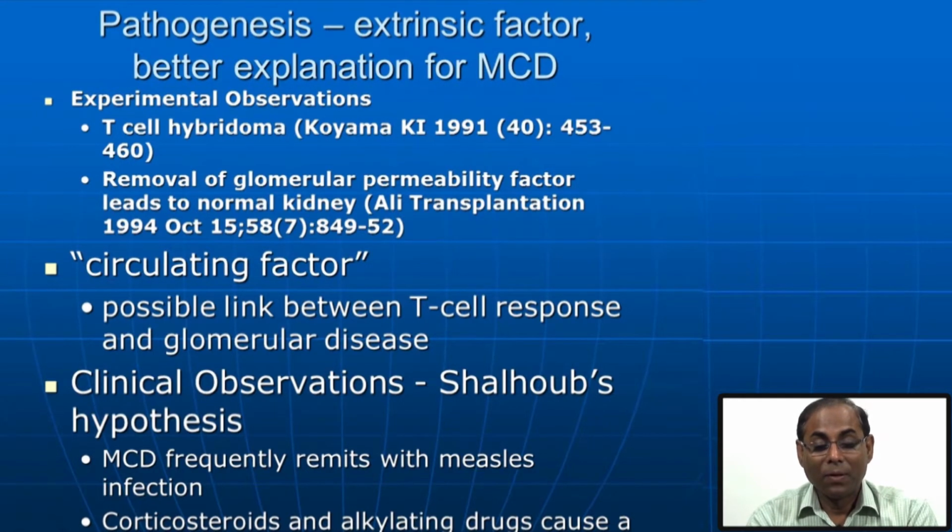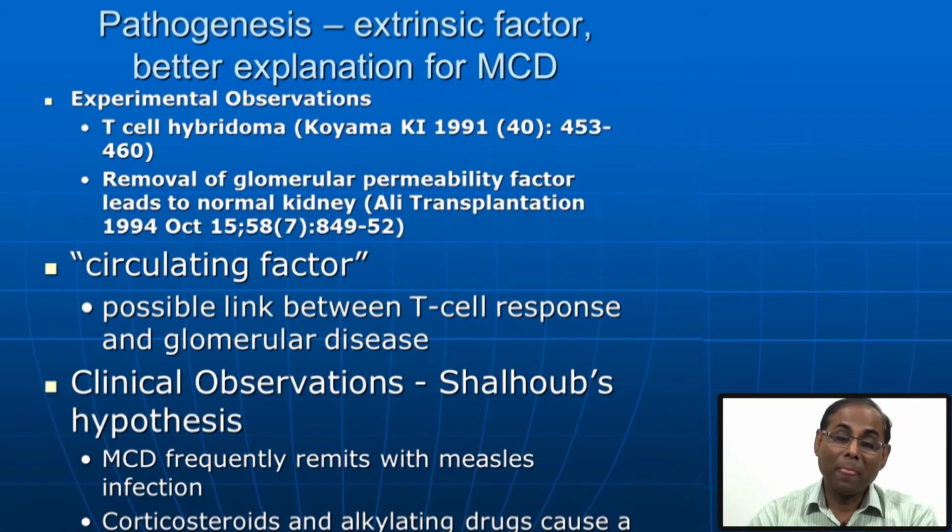So, there it was described, but we do not know exactly what that factor is, and removing it sometimes reduces the degree of proteinuria. So, that is why a large group of investigators initially thought that probably this circulating factor has a link with the T cell response and the glomerular disease. But then there are certain clinical observation based hypotheses, like Shalhoub's hypothesis that MCD frequently remits with measles infection. It is seen in children. We do not know how it happens, and corticosteroids and alkylating drugs cause remission also.